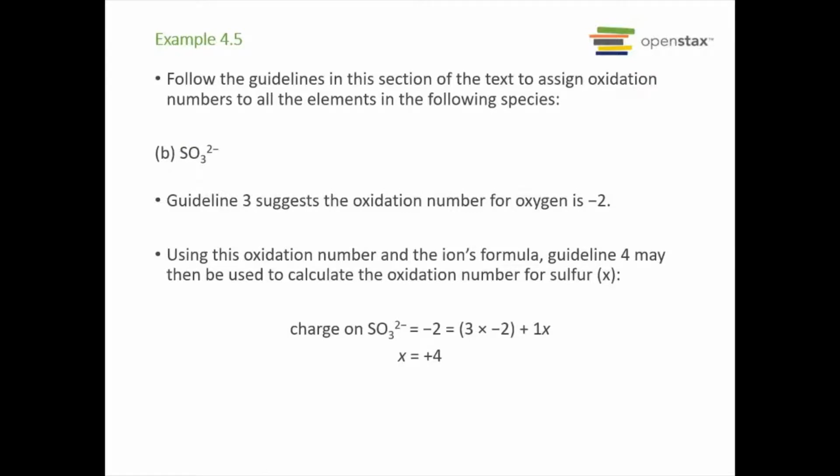Now here's another one, SO3 2-. The first thing we need to see here is that our overall charge is -2. Now oxygen, 99% of the time, has an oxidation state of -2. So I have 3 of them.